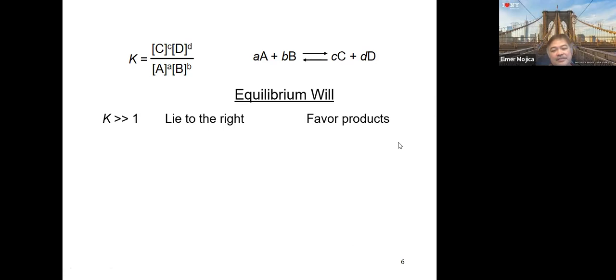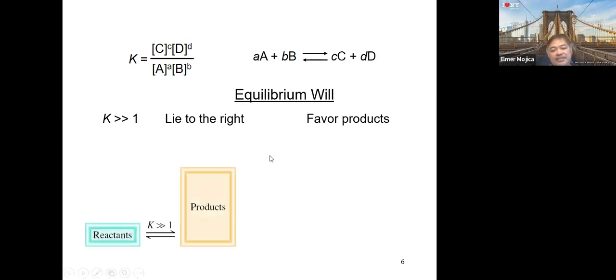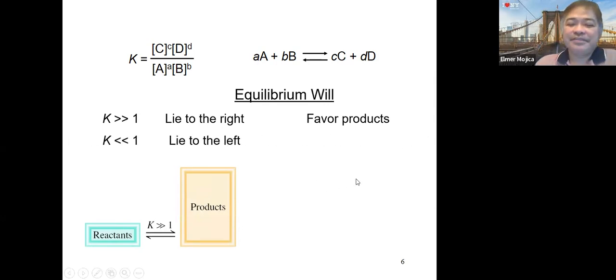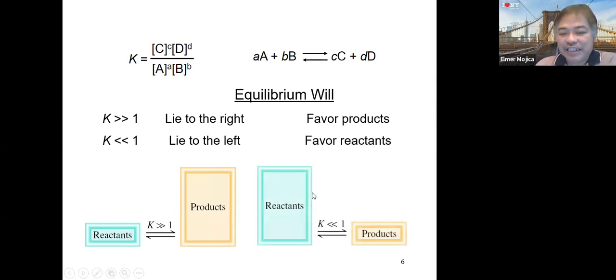Now, if K is more than 1, we could say the numerator is bigger than the denominator, like this one here. But if it's the other way around, it means there are fewer products compared to the reactants. It favors the reactants, like this one. That's the information that you can get with the K value.